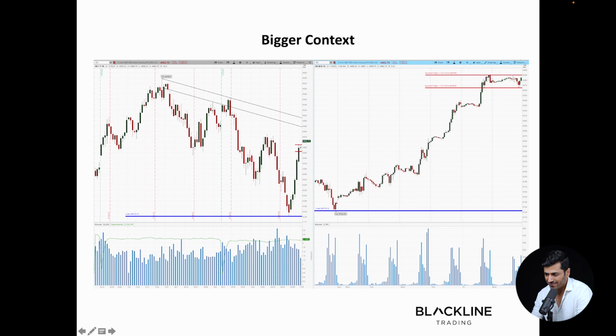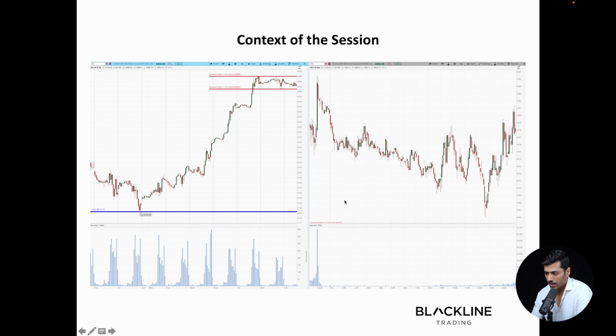Now let's translate that into the context of the session. The context of the session is that this is where we are right now. Market squeeze like no tomorrow. And this is where the Friday closed. Monday session, we are in purely consolidation mode, purely chop mode. As you guys know, whenever the market makes a big move, it likes to consolidate. It likes to breathe a little bit before making the next move.